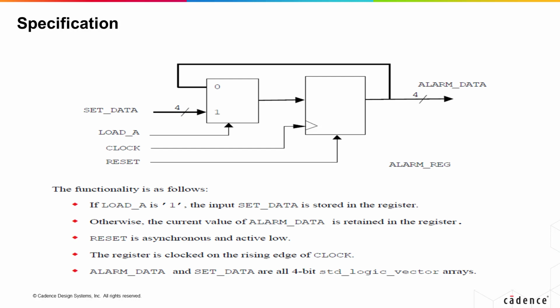The alarm register is a simple register configuration that either retains its existing value or loads a new value. The functionality is as follows. If the control signal load_A is 1, the input set_data is stored in the register. Otherwise, the current value of alarm_data is retained in the register. Reset is asynchronous and active low. The register is clocked on the rising edge of the clock. alarm_data and set_data are all 4-bit standard logic vector arrays.